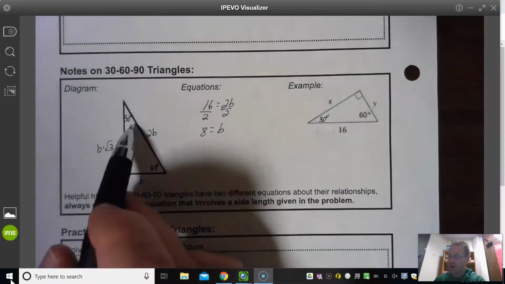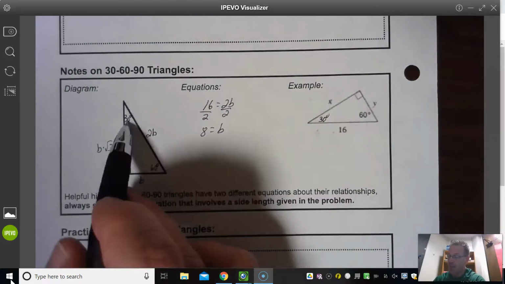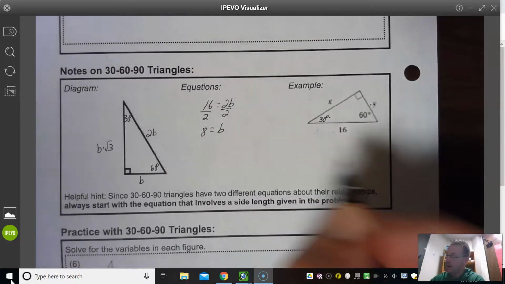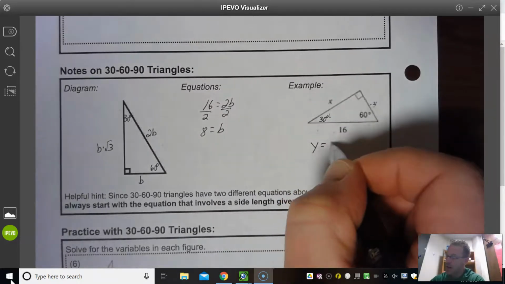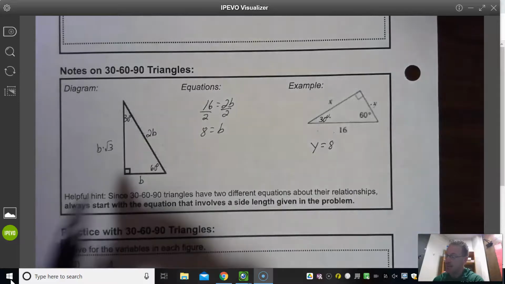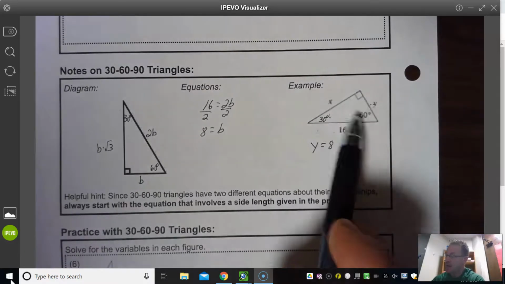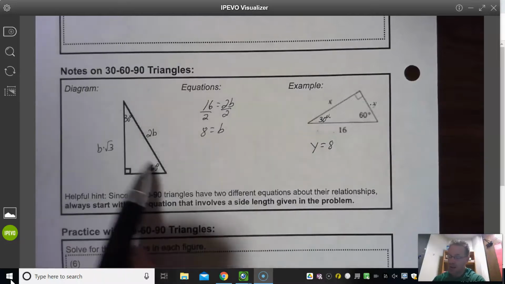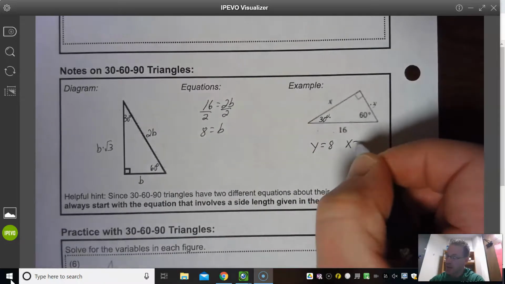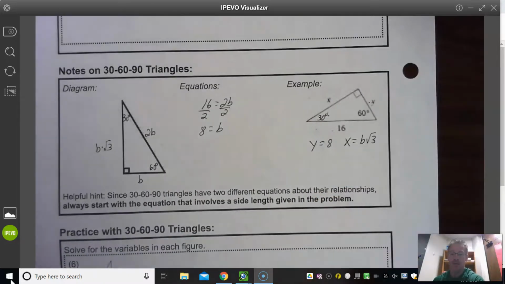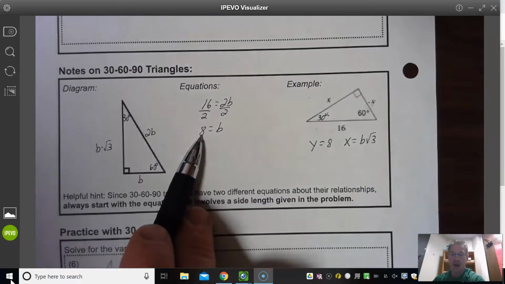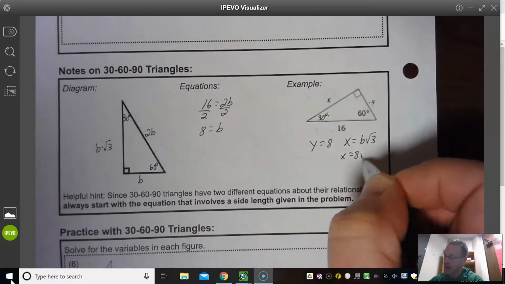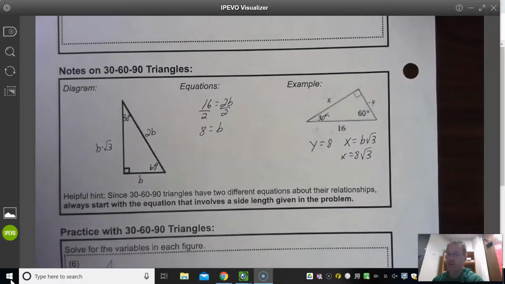Now B, the side that is 1/2 the hypotenuse, is always opposite 30. So in my picture here, that would be Y. So that means that Y has to be equal to 8. Now the last side I need to find is X. And X is the side opposite 60. Well, the side opposite 60 is B √3. So X equals B √3. We know B is 8, so I can just drop that in. So that would be 8 √3, just like that.